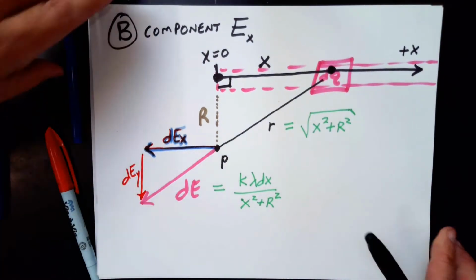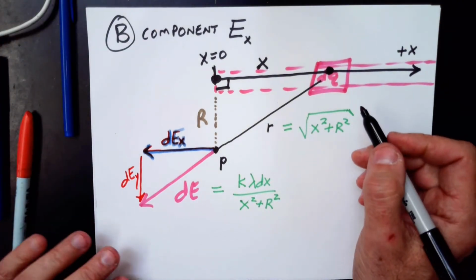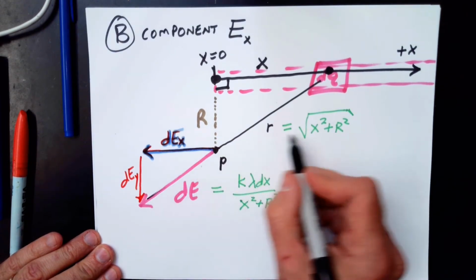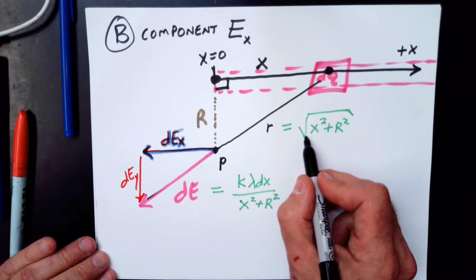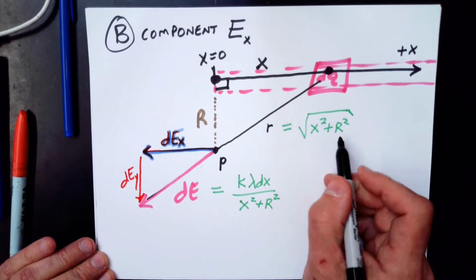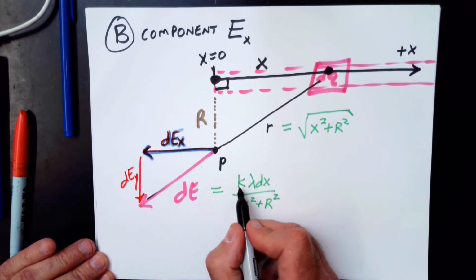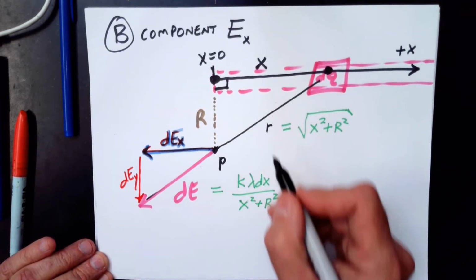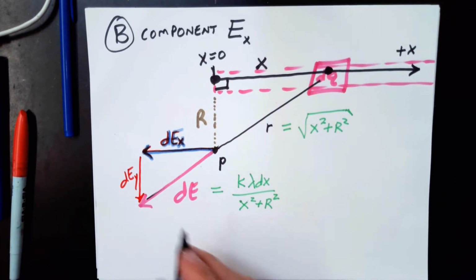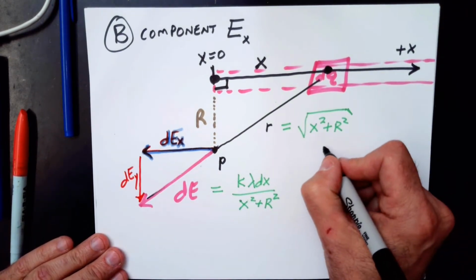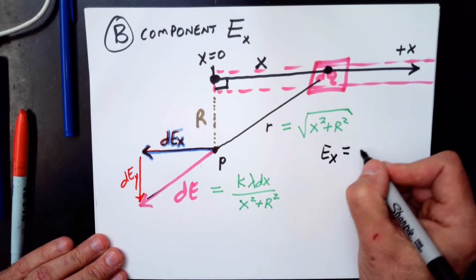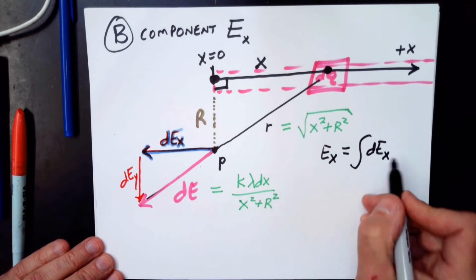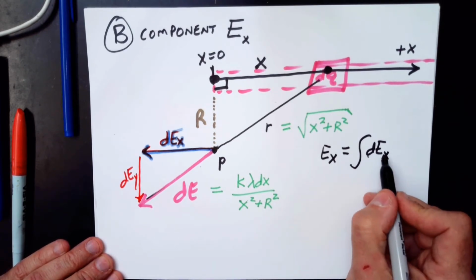Okay, so I've written down what we brought from the previous work. This distance here is important in our formula for the dE, and you can use the Pythagorean theorem to write it this way. Okay? The dE, we wound up writing it like that. K times the little amount of charge, lambda dx, divided by this distance squared. Okay, so that's what we've seen before. But we want to add up all of this. We want to do this. The actual Ex equals the integral of summing up all the little Ex's. That's what this means, little bits of Ex.